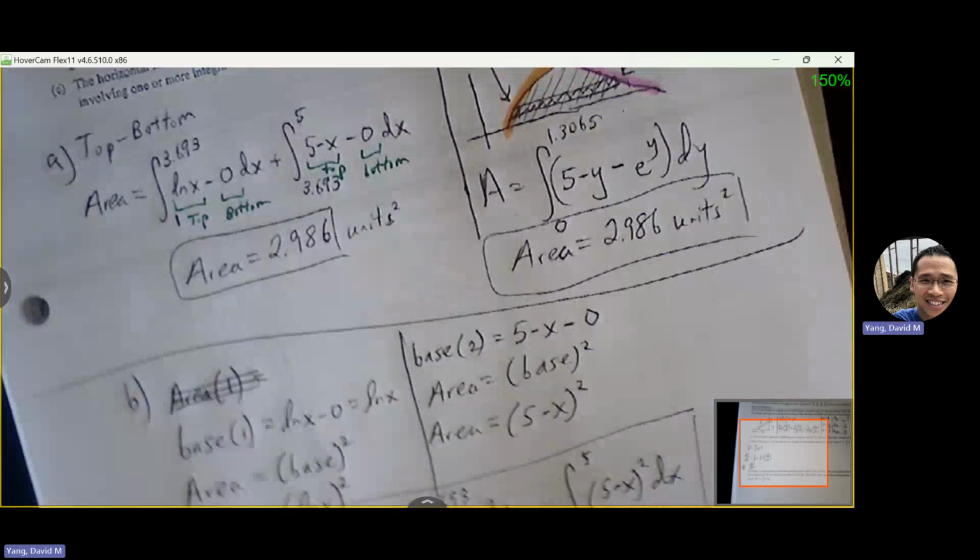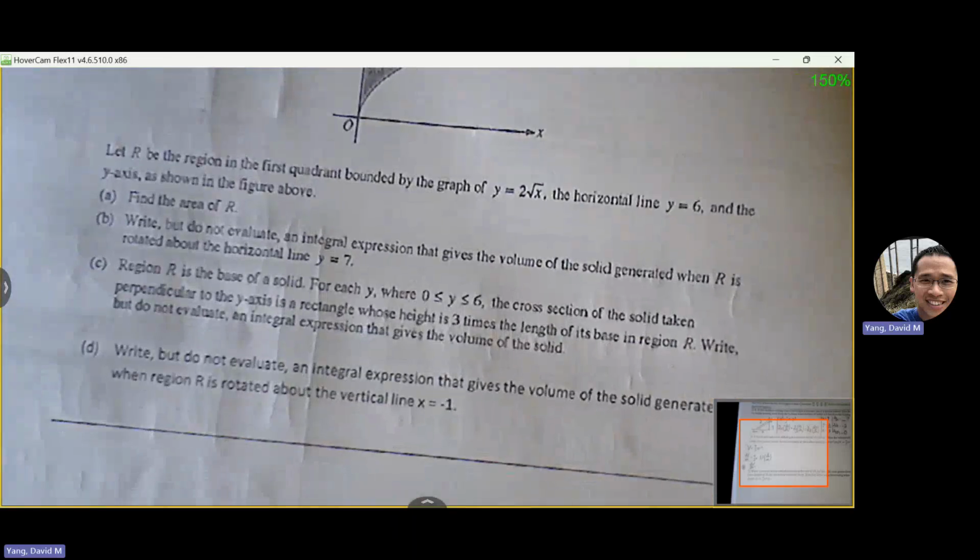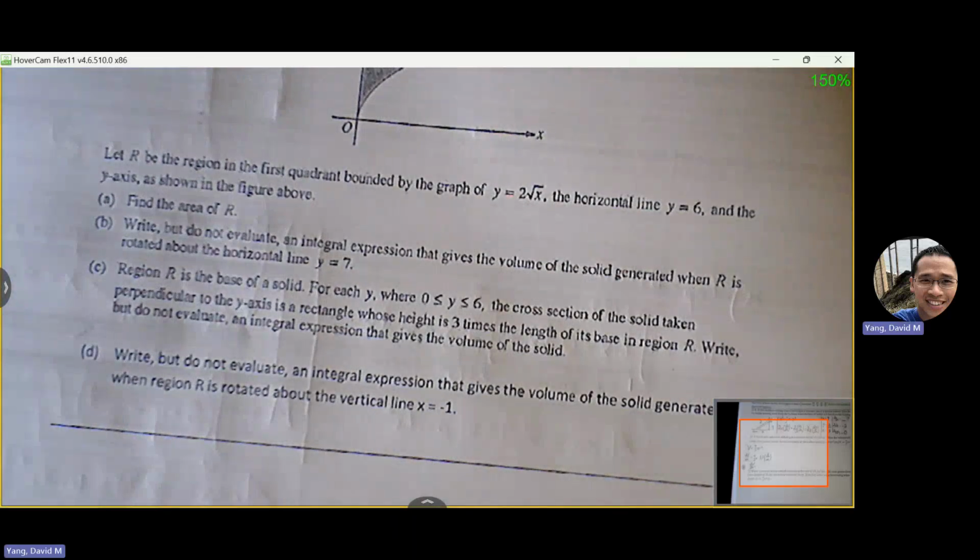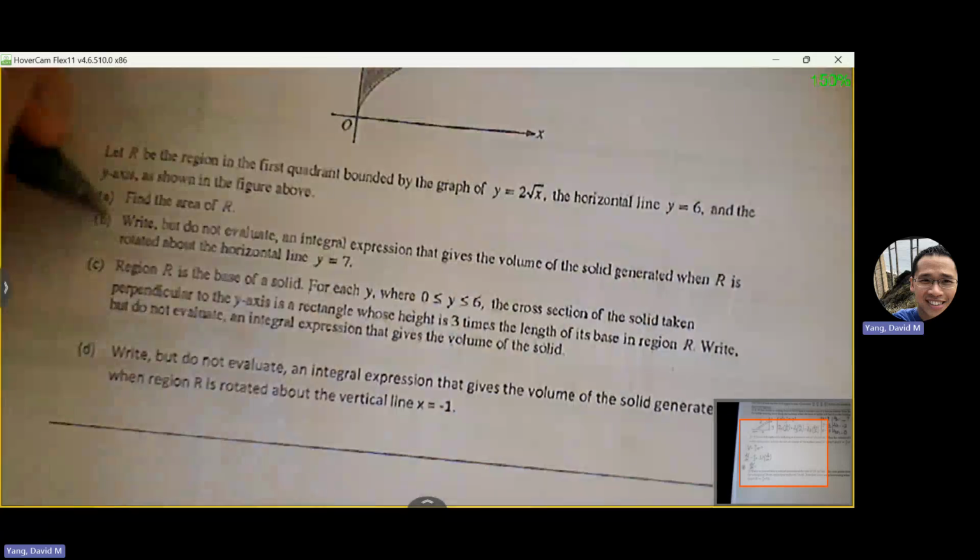Okay, I want to do disc method and washer method real quick before end of class. So page 36. Can we try B and D?